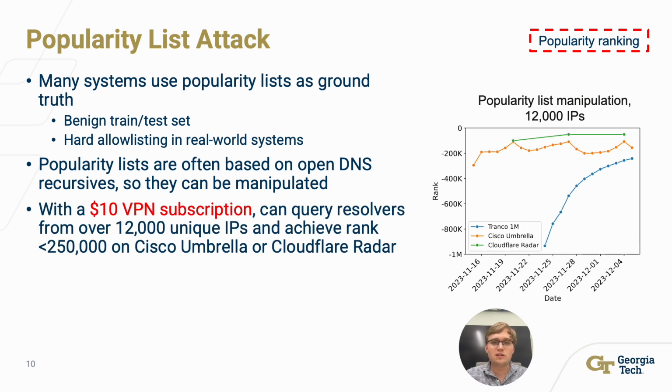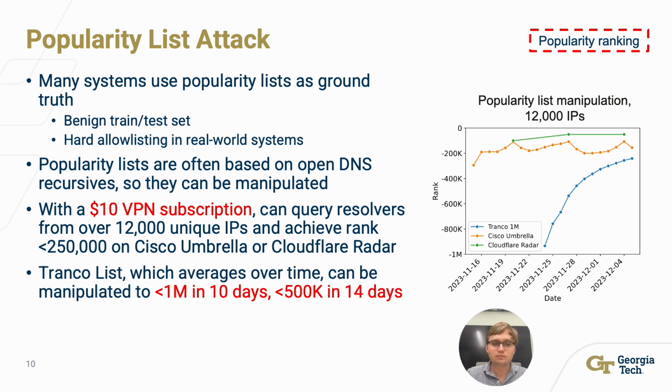The way we do this is we have a $10 VPN subscription that sends 1 DNS query per IP address to the resolver. We then disconnect from the VPN, reconnect to the VPN, and receive a new IP address. We found that this technique gives us over 12,000 unique IP addresses every day, which allows us to achieve a rank of 250,000 on Cisco Umbrella and Cloudflare Radar.